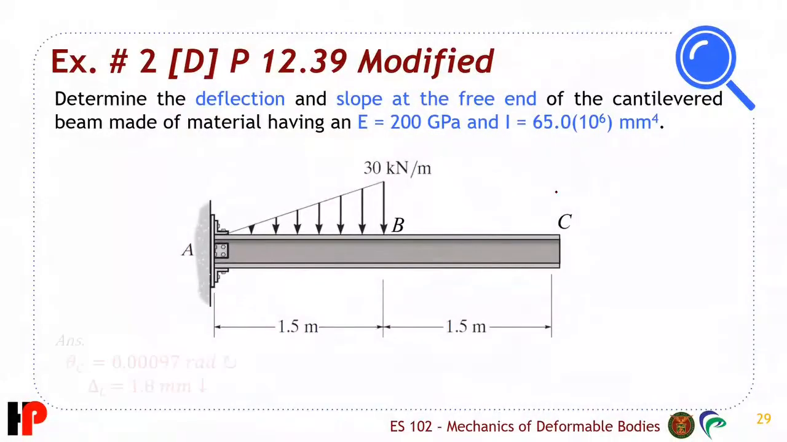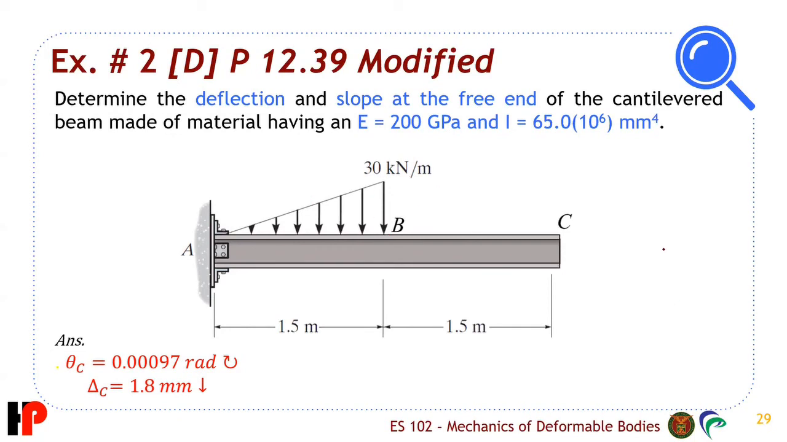For this problem, the answer is 0.0097 radians clockwise sa C. So, yun yung slope at the free end. The deflection at the free end naman is 1.8 millimeters downwards. So, hopefully you understood that example. Isa siyang example ng cantilevered beam na hindi hanggang dulo yung load.